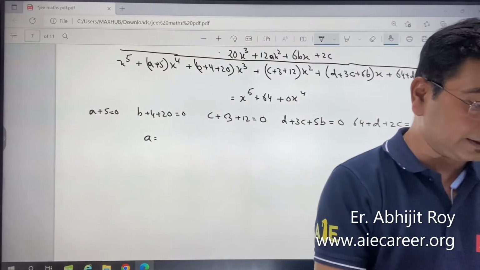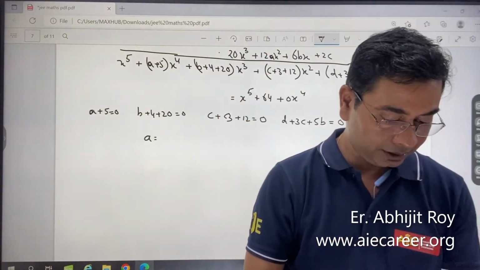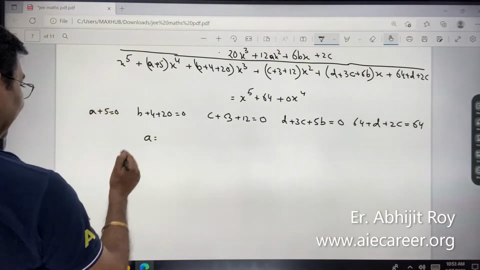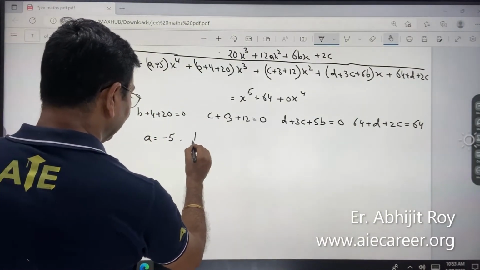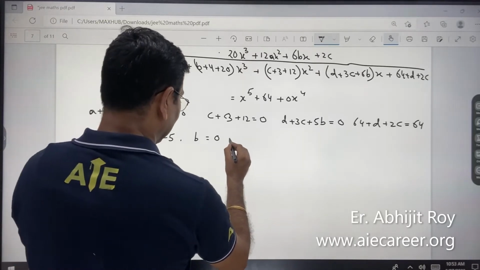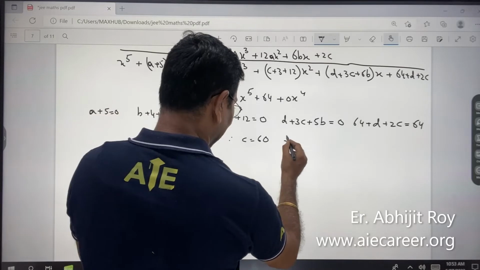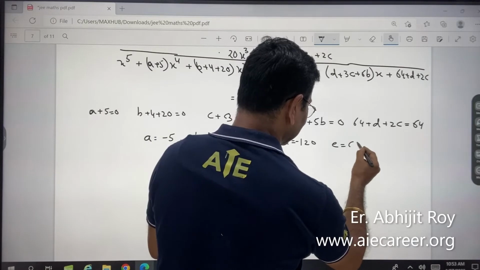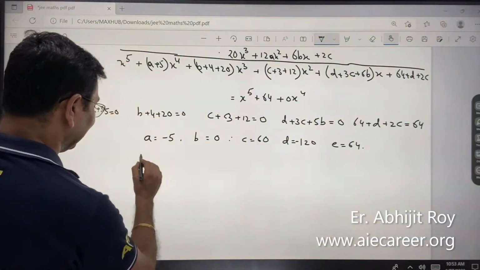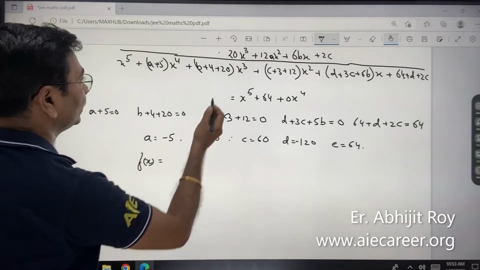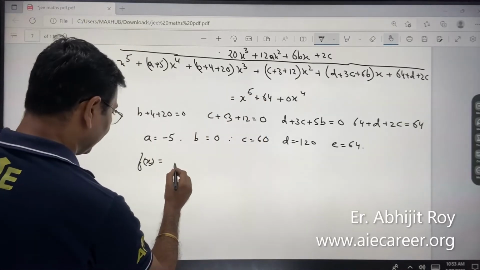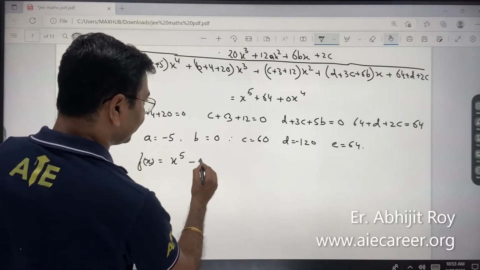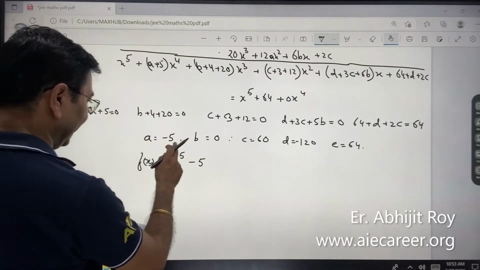I have calculated this, and yes. And I have calculated this to be a is equal to minus 5, b is equal to 0, c I am going to get it as 60, and d I am going to get it as negative 120, and e I am going to get it as 64. And here is my function then, f of x, which is equal to, now I can write it in this way. So I have already got your x to the power 5, then you have got b0, forget it, minus 5, that is your a.